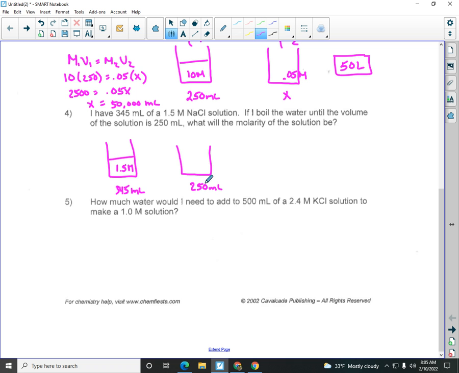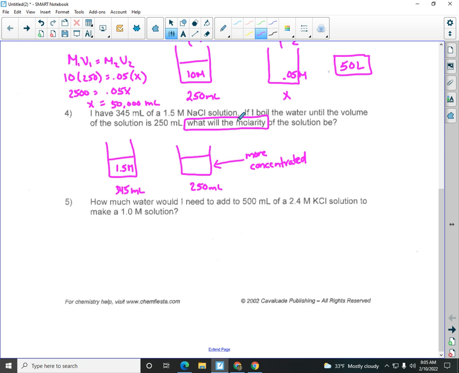95 milliliters boiled away. I started with 345. I ended up with 250. So this one is going to be more concentrated. So we're not diluting now. We're making it more concentrated. If I boil the water until the volume of the solution is 250, what will the molarity be?